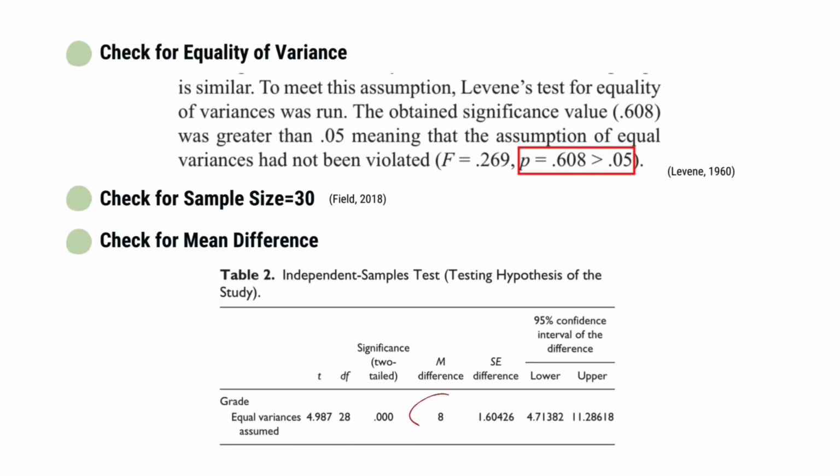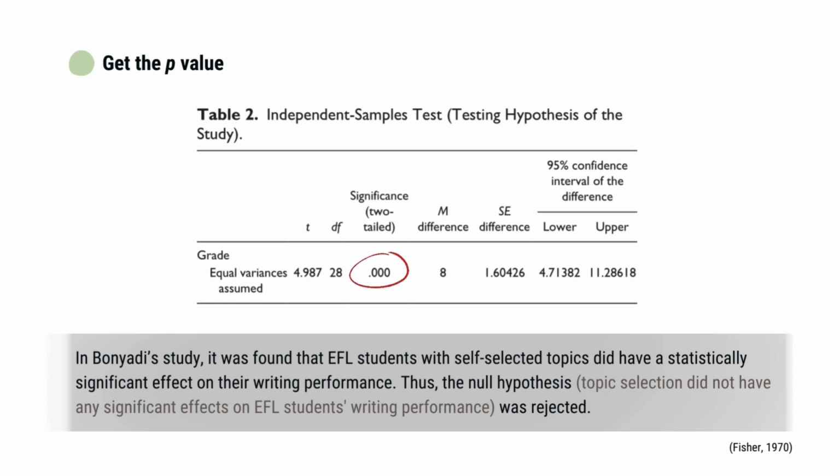In Levene's test, the p-value is larger than 0.05, so the assumption of equal variance is met. That's great. The sample size of 30 is a basic standard, but may not be large enough to generalize the findings broadly. The mean difference is large, which is great. The p-value is less than 0.05, so it means that EFL students with self-selected topics had a statistically significant difference in their writing performance, so the null hypothesis was rejected.